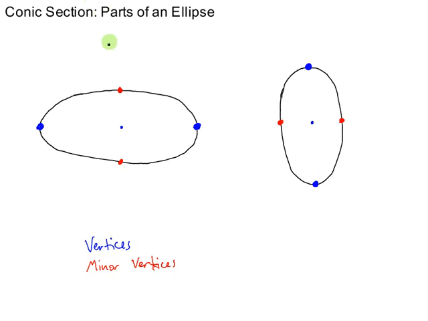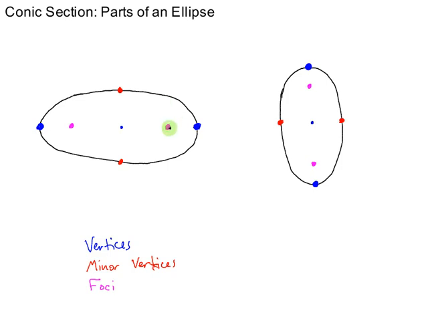Finally, if you recall, a parabola also had a focus. Ellipses have 2 of them. So the plural for focus is foci, F-O-C-I. And they are located on the major axis within the ellipse. So these are the foci. The ellipse wraps around the foci just like a parabola wraps around its focus. Over here, they're on the major axis as well, and 2 foci once again.